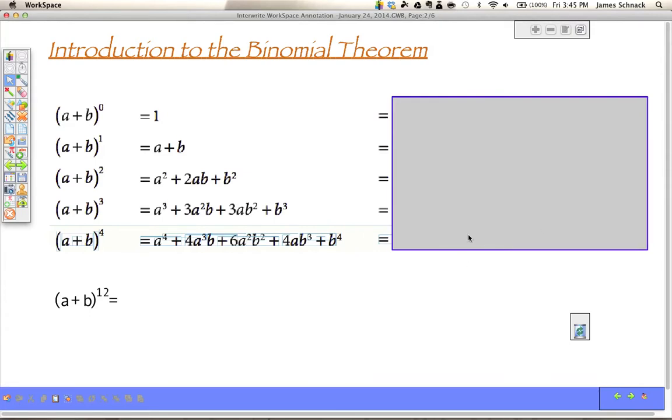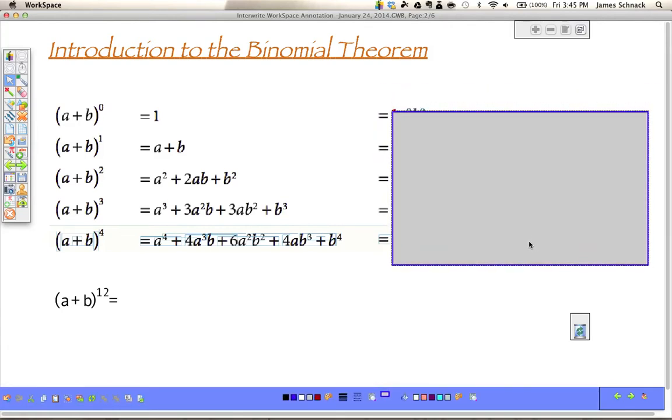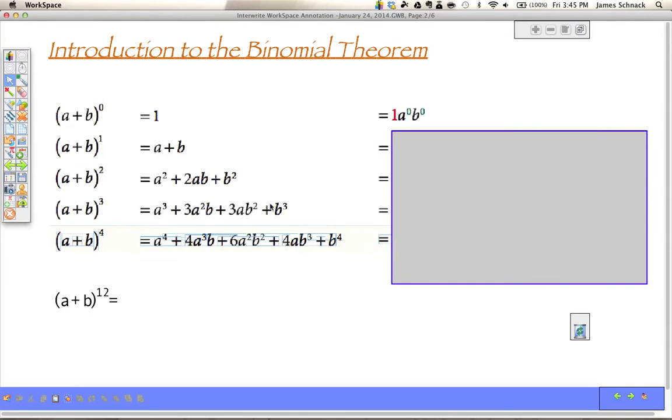So mathematics a lot of times is all about finding a better way to do something. Are there patterns? Are there shorter ways that we can do this? Are there things that are much more efficient? So let's look for a pattern. Well, 1 could be written as 1 times a to the 0 times b to the 0.